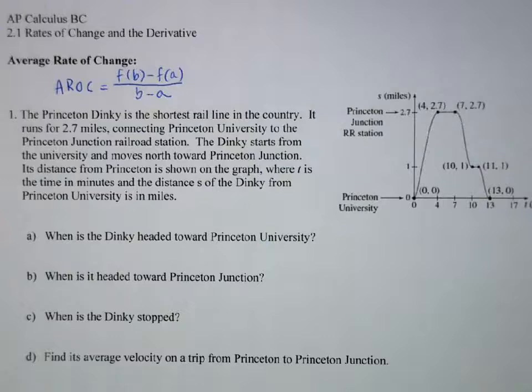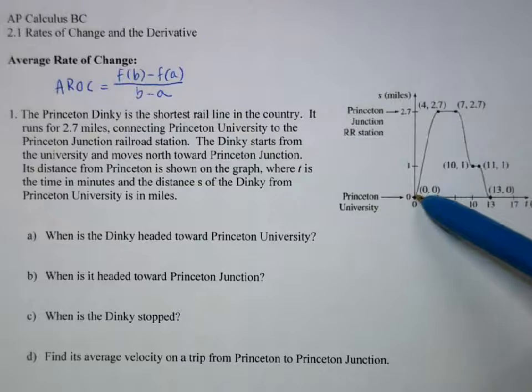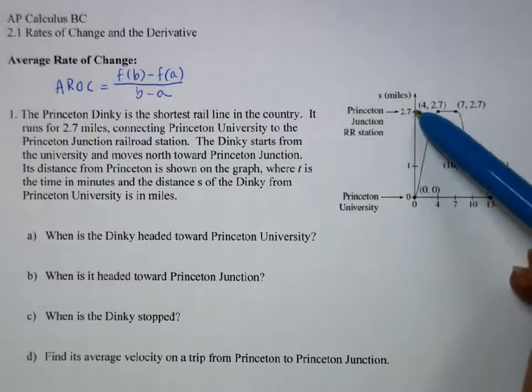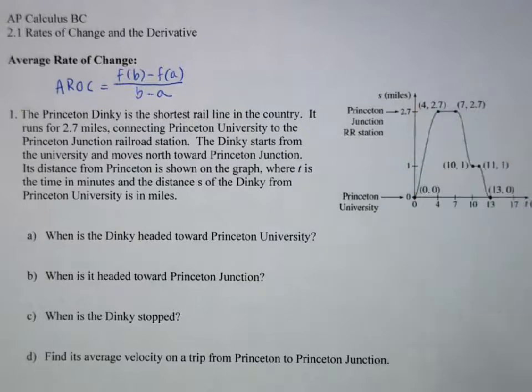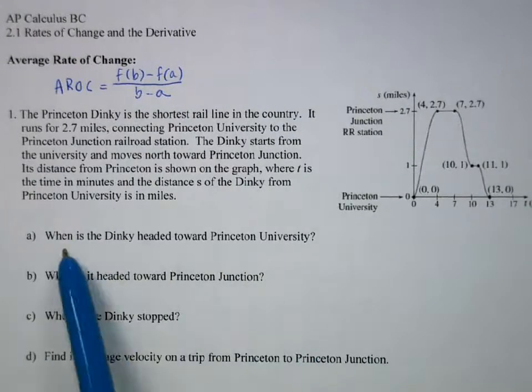The Princeton Dinky is the shortest rail line in the country. It runs for 2.7 miles, connecting Princeton University to Princeton Junction Railroad Station. The Dinky starts at the university and moves north to Princeton Junction. Its distance from Princeton is shown in the graph, where t is time in minutes and s is the distance of the Dinky from Princeton University in miles. So here's Princeton University. Here's the junction, 2.7 miles away. This is giving us position.